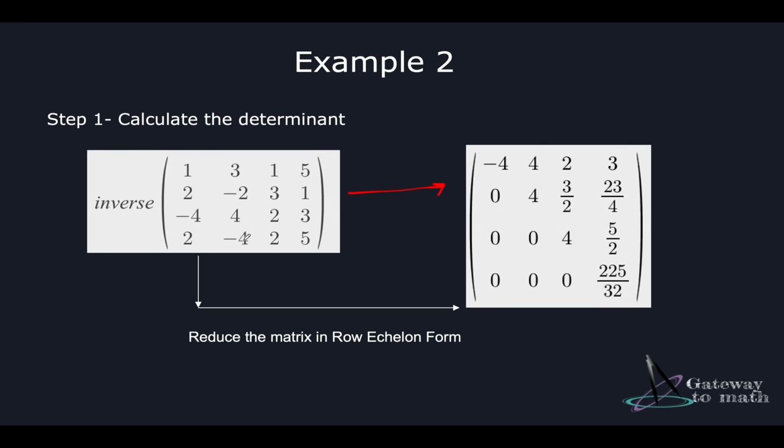So the inverse of this matrix is -4, 4, 2, 3; 0, 4, 3 by 2, 23 by 4; 0, 0, 4, 5 by 2; 0, 0, 0, 225 by 32.